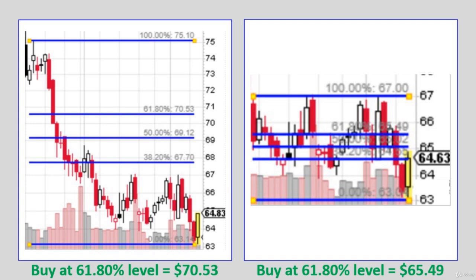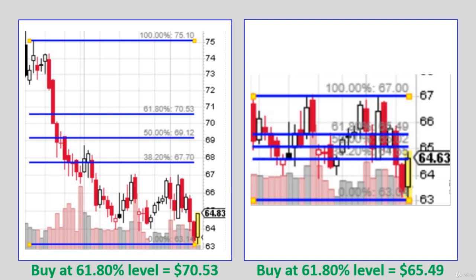I don't want to buy at 38.2 because that's not as strong. I want to really have a stronger indicator, so I want to buy at 61.8. So if you look at the longer time frame, the 45-day time frame on the left, and we have the 26-day time frame on the right, you can see that I would be buying at 61.8 once it got up to $70.53, up from 64.83 right now. If I look on the right, I'm still buying at a 61.8 level. It's just I changed my time frame.